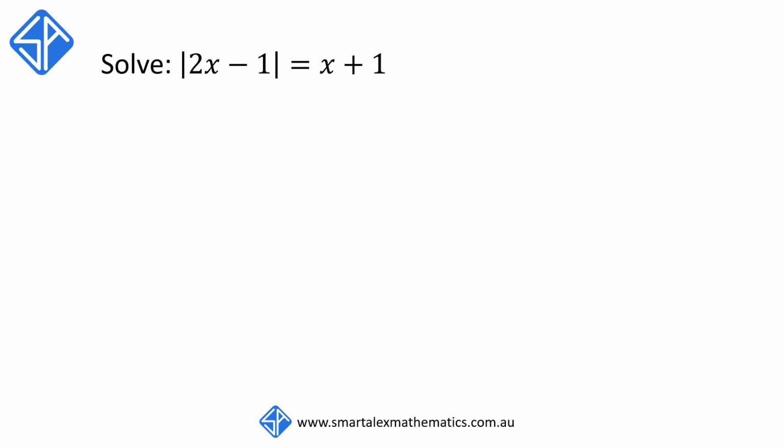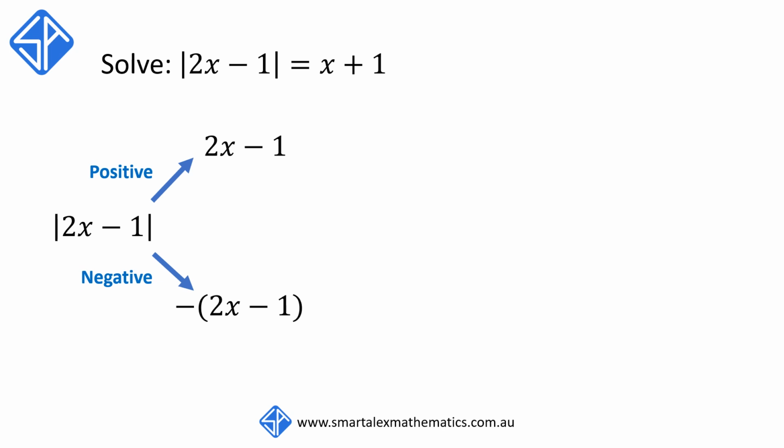So we're going to solve the equation: the absolute of 2x minus 1 is equal to x plus 1. Using the fact that whatever is inside the absolute value can be either positive or negative, there are two possibilities to this equation. First, we need to consider the case when it's positive, in which case 2x minus 1 just remains as 2x minus 1. In the case where 2x minus 1 is negative, we need to rewrite it as the negative of 2x minus 1 to make it positive.